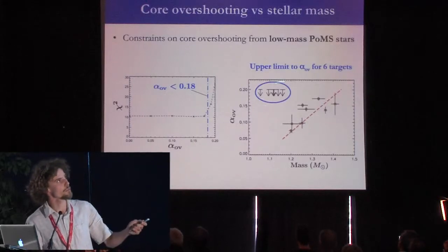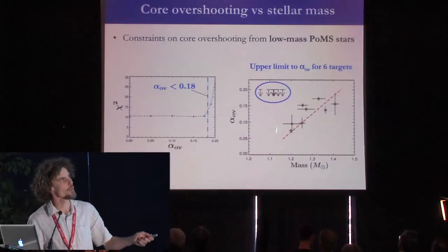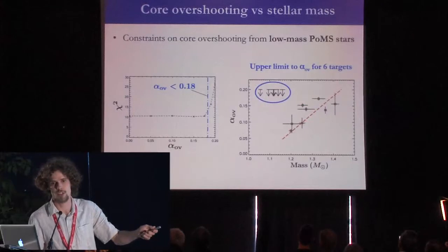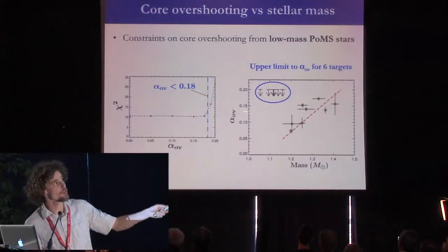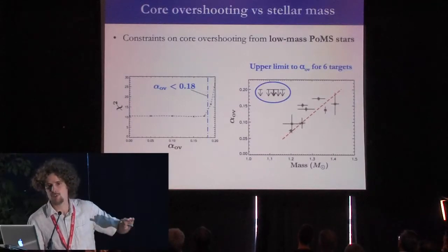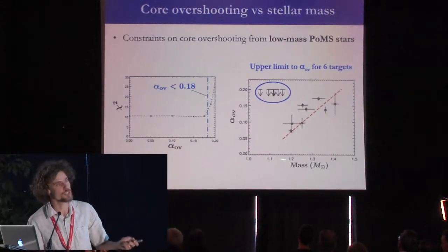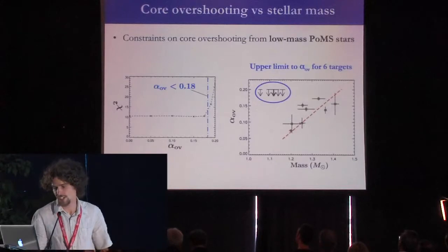So I've plotted them as arrows, and they are lower mass stars. So they don't really help us for the trend of overshooting with stellar mass. But still, they comfort us that for this 0.2 limit of overshoot, here we have 14 targets that tell us exactly the same thing.